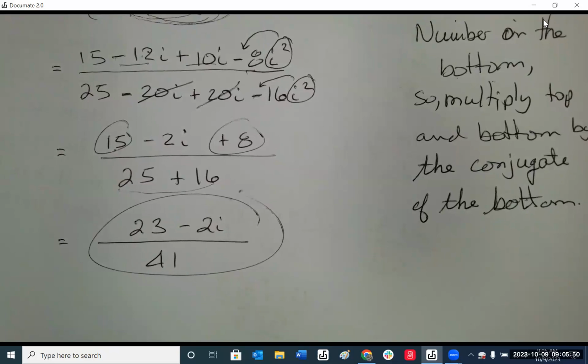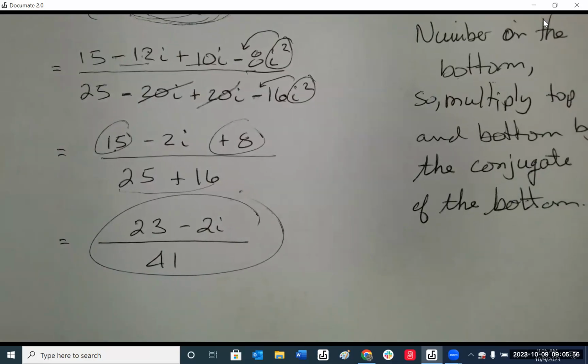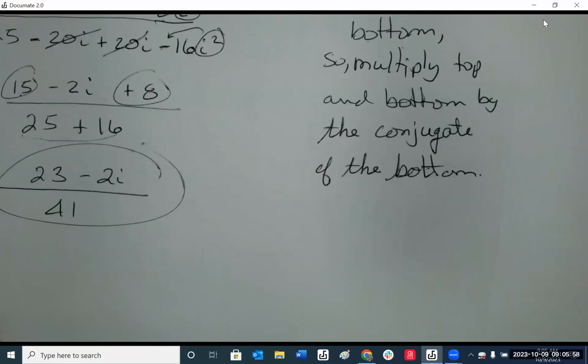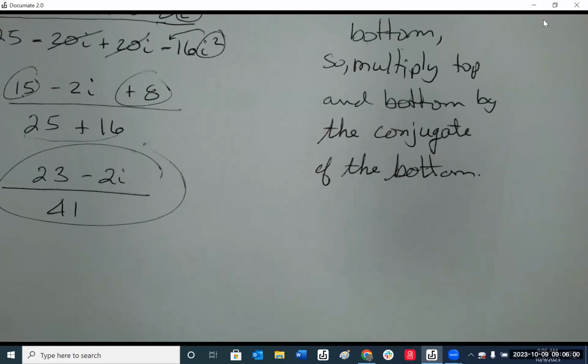What do y'all think? Pretty easy. Of course it's easy. Okay, let's start the next section. Section 2.